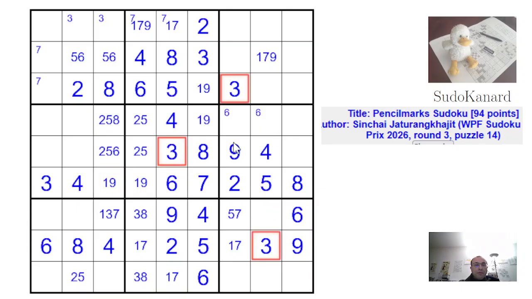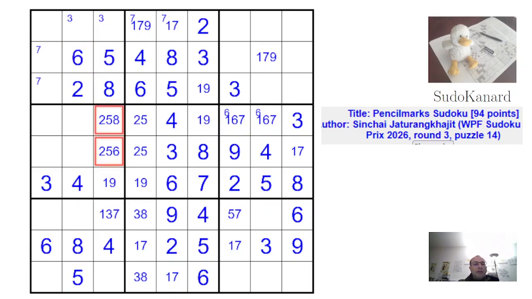3 is not in any of those cells, so it's here. This is from 1 and 7. Those are from 1, 6, and 7. This 2 gives us the 5, and the 6 and the 5. This 8 gives us the 2, that's a 6, that's a 5, that's a 2. And this row needs a 5.